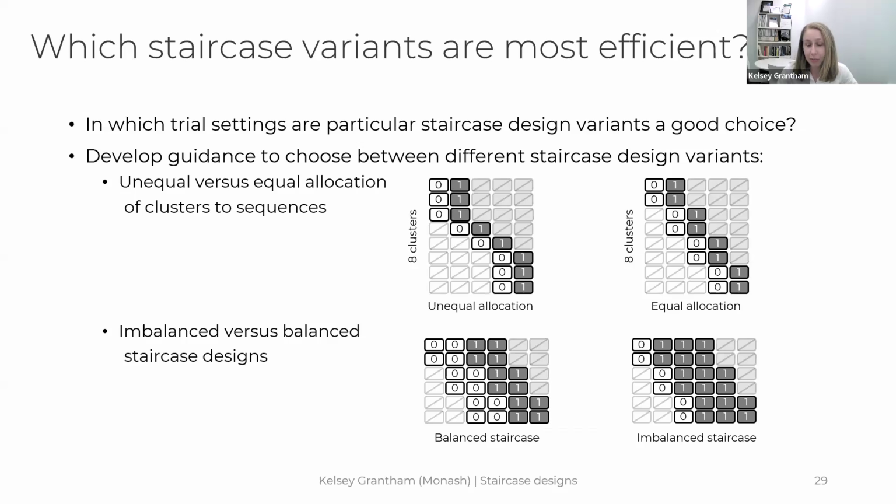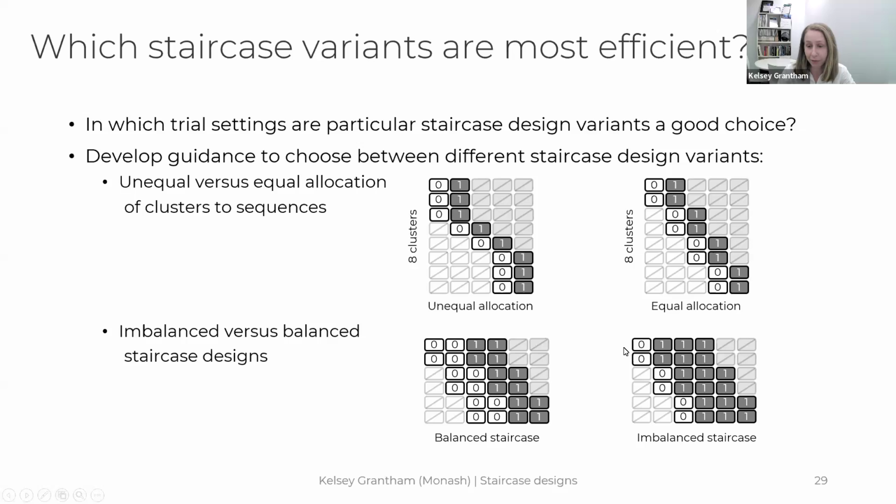As I mentioned earlier, many different staircase variants are possible, but there's currently no guidance on which ones are better than others. Among the possible types of variants, we could consider designs with an unequal allocation of clusters to sequences rather than an equal allocation. And moving beyond the basic staircase design, once we allow for more than 2 periods of measurement in each sequence, we could consider a balanced staircase design with equal numbers of control and intervention cells, or we could have an imbalanced set of control and intervention periods in each sequence.